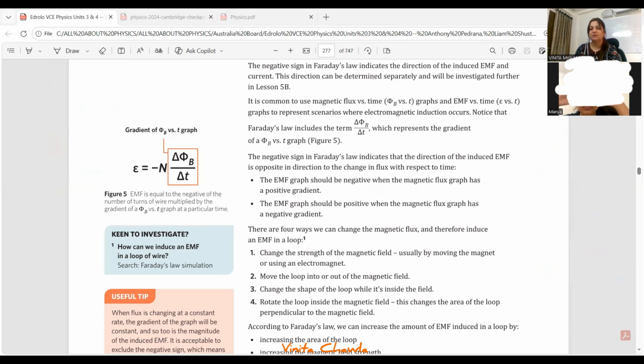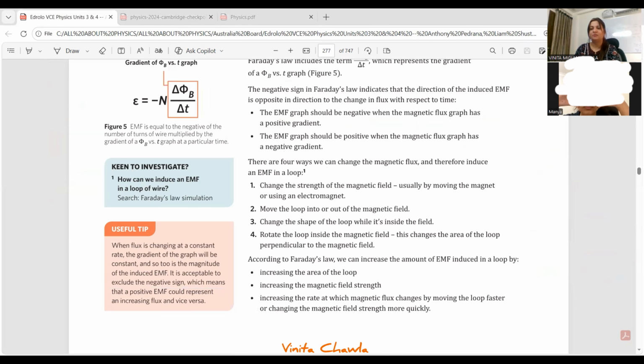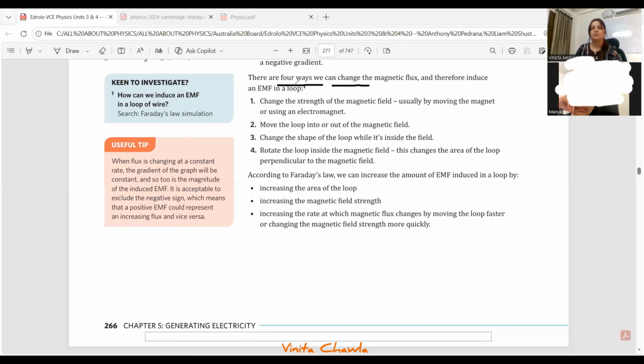See, now please let's read this content first and then we'll move to the questions. Two ways we can change the magnetic flux and therefore induce an EMF in a loop. So with this we have discussed in the previous section as well. So we can change the magnetic flux by changing the strength of the magnetic field. More magnetic field indicating more lines entering the loop and stronger magnetic flux, right? Move the loop into or out of the magnetic field.